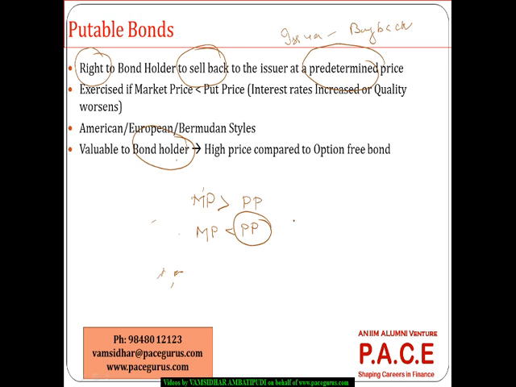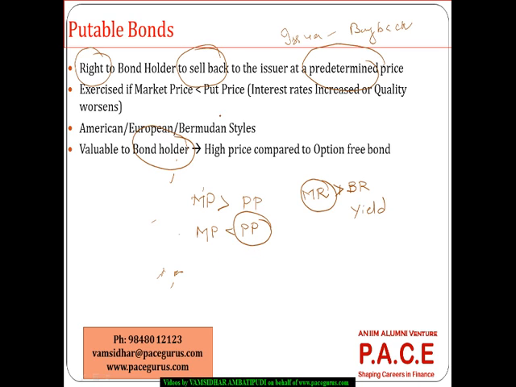So when will the predetermined put price be higher than the market price? If the market interest rates are greater than the bond's specified interest rate or the yield on the bond, we see that the investor will be more interested to sell off the bond, so the put option will be exercised.